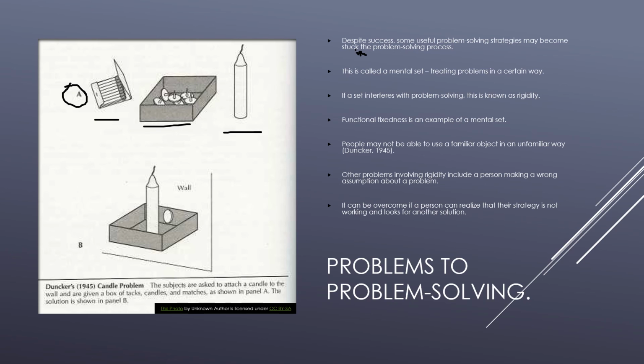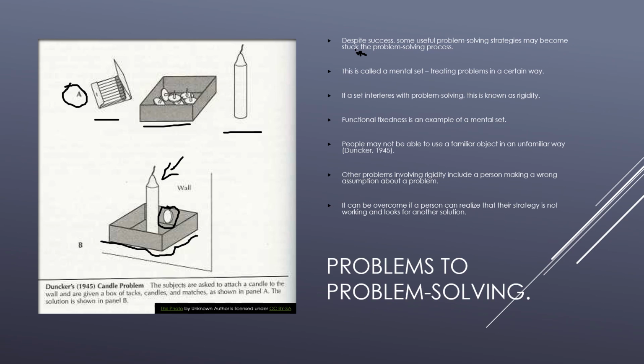But look at part B here. The solution to this is to take a thumbtack, okay, circle that here, take the box, and use the thumbtack to push the box into the wall to hold it upright, and then the candle will be attached to the wall technically. Okay, so it's not physically attached, but it is attached to the wall. Okay, so just an example of functional fixedness, not seeing objects in a different light or different way that they could be used.